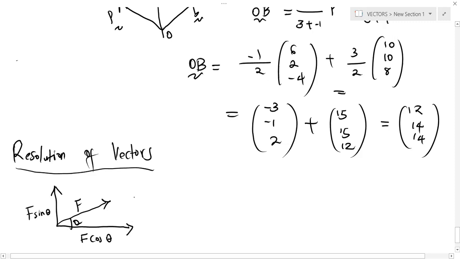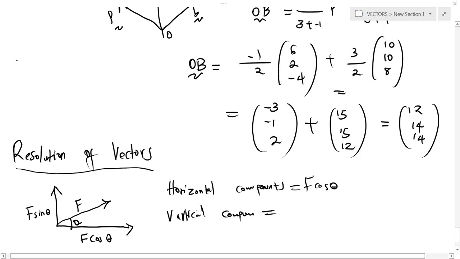Now, resolving a vector, we basically get the horizontal components of that vector and the vertical components of that vector. The horizontal component is given by F cos theta, and the vertical component is given by F sine theta. Okay, fine. So that's how we go about it.